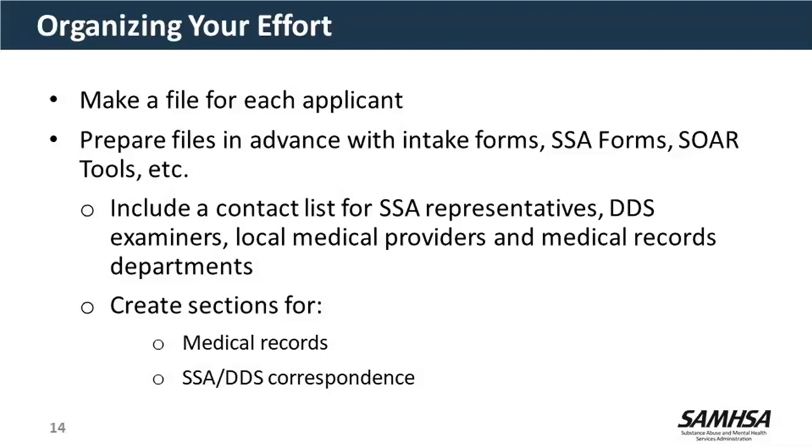Finally, on that right side top section, we put any SSA correspondence. That could be letters of approval or letters of denial, any kind of notices they send. Those generally go on that top right side. So once we get a decision, that's where we put those notices, so they're easy to refer to.